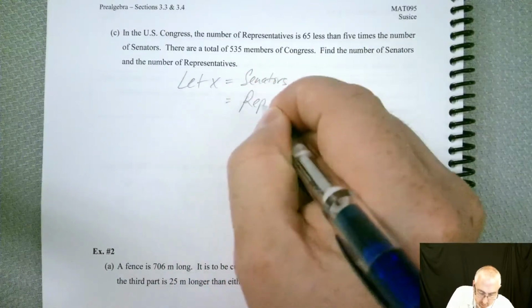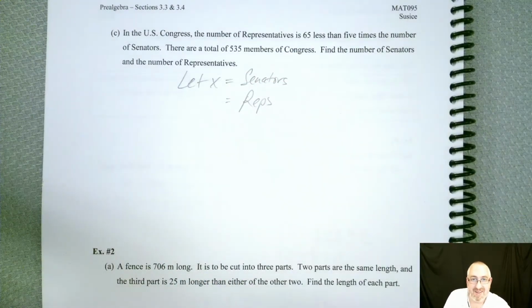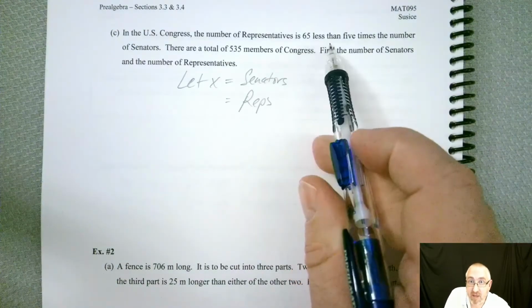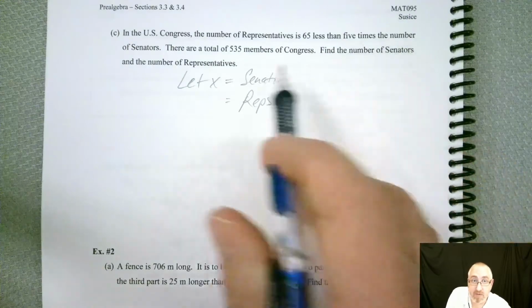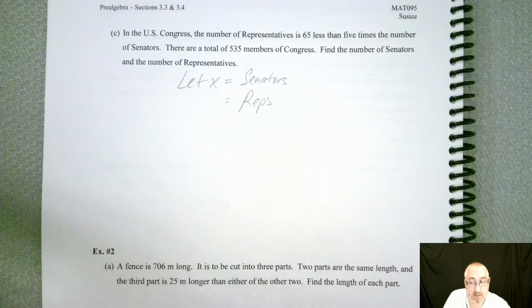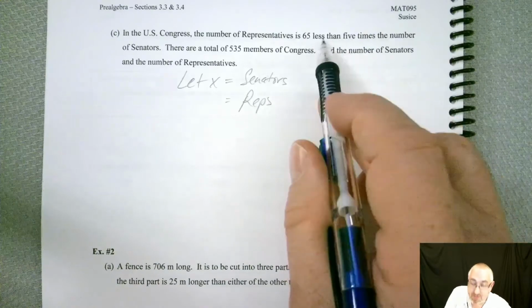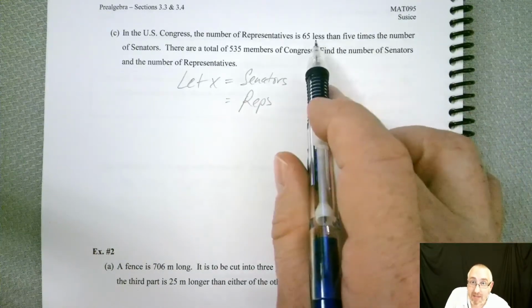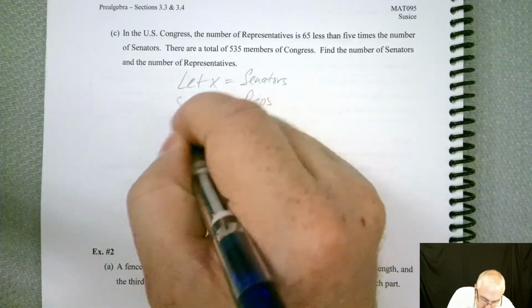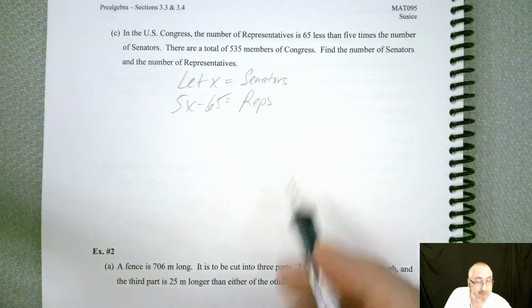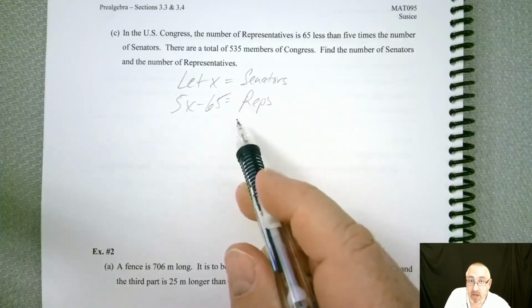Okay, I'm going to be lazy and just write reps. And so now how do we write it? Be careful. 65 less than 5 times the number of senators. So what do you think? 65 minus 5x? No. Remember, less than is subtraction, but it's reversed. So the 5x has got to go first minus the 65. So 5x minus 65. All right. So we got both of those two groups identified.